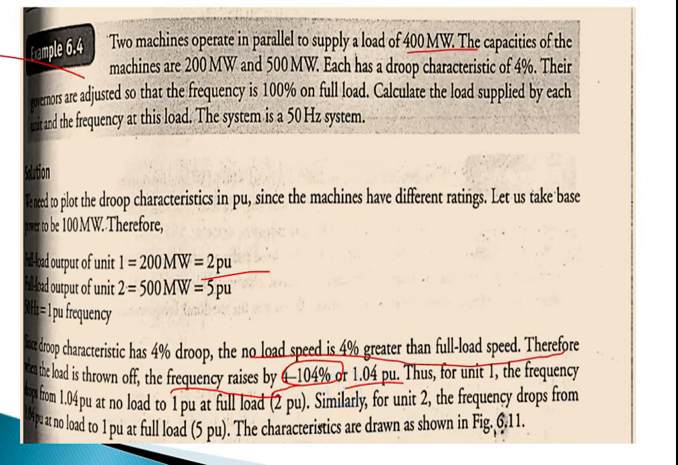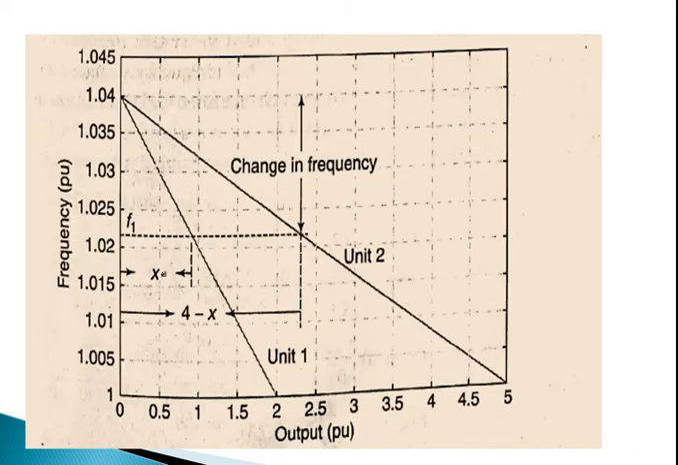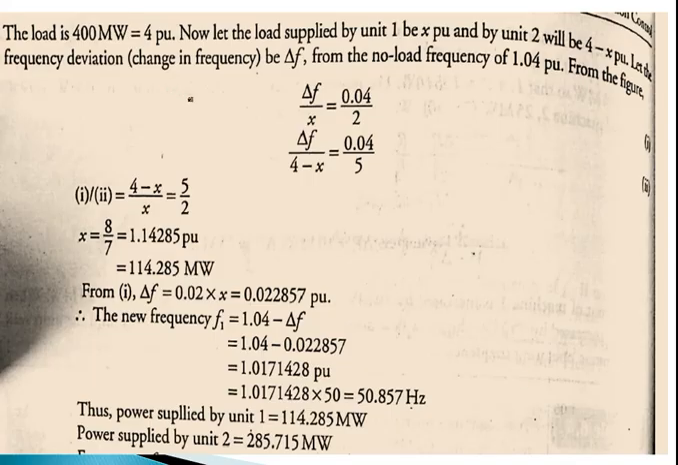So for the frequency varying from no load to full load, we get the value of the frequency. That is shown in the graph. This point indicates the common change in frequency in PU for the different units. Unit 1 is connected to 2 per unit, and unit 2 is 5 per unit. So here you have to consider two cases and find the value of X and the change in frequency.